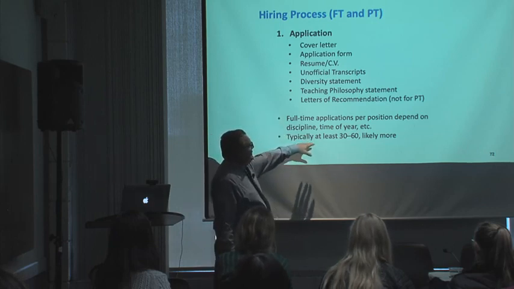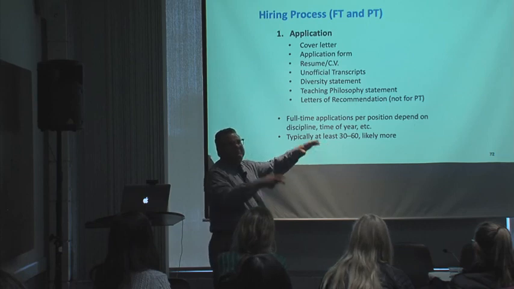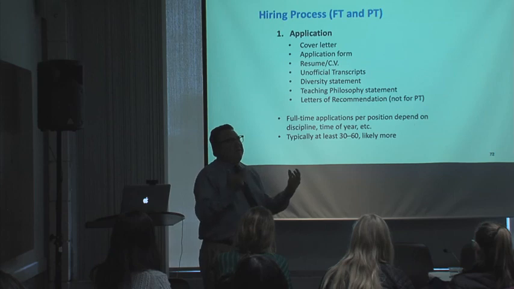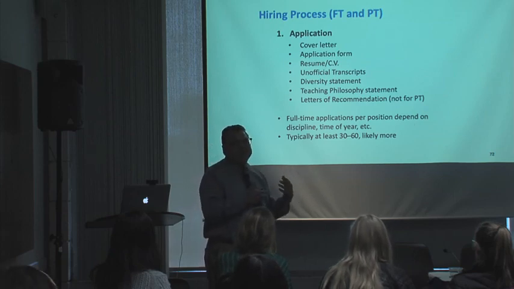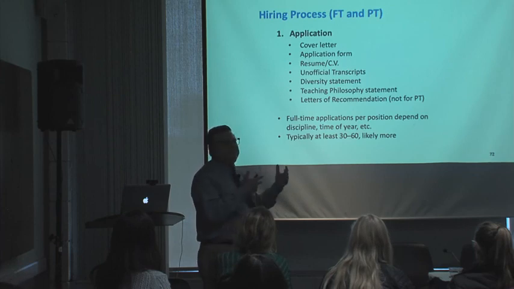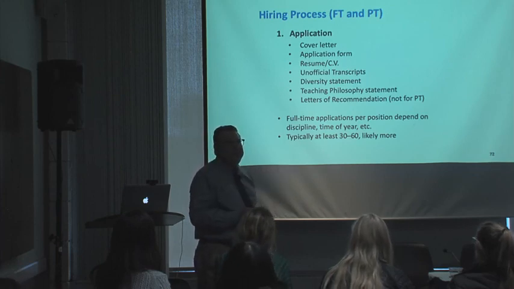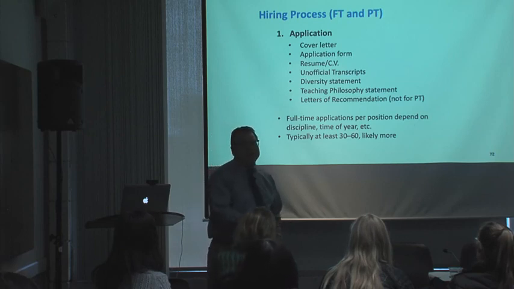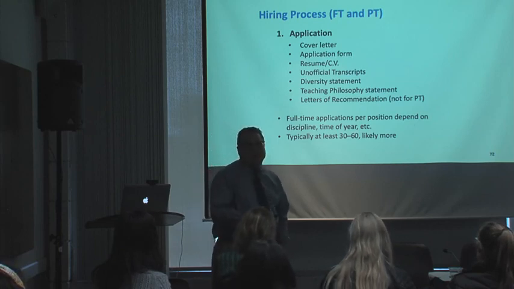Typically, we get at least 30 to 60 in a pool for full-timers. I've heard up to over 120 for one position, but typically 50 is how many we get for one position. So you really want to stand out. You really want to emphasize your teaching, okay?